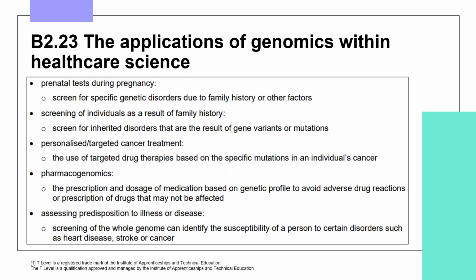B2.23 then just goes into the applications of genomics within healthcare science. And in terms of delivery, the depth needed is provided on screen. So as an example, through gene sequencing, genomes can be mapped, and this can be applied in the example shown. So during prenatal tests during pregnancy to screen for specific genetic disorders due to family history or other factors. Again, cystic fibrosis being an example consistent with what we've discussed in the previous sections.